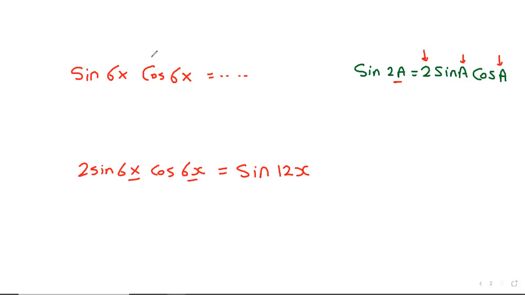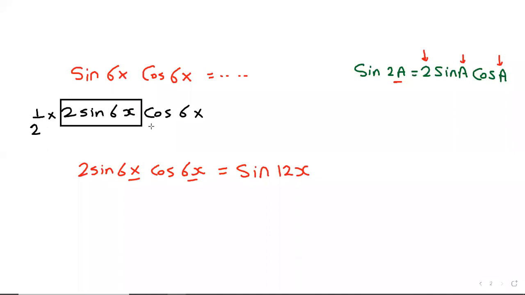So here we can put 2 here, 2 sine 6x cosine 6x, and multiply by half to make balance between them. So here half times 2 sine 6x cosine 6x. I didn't change something in the question. It's the same because half times 2 is 1. And 2 sine 6x cosine 6x is sine 12x. So that is going to be half of sine 12x.